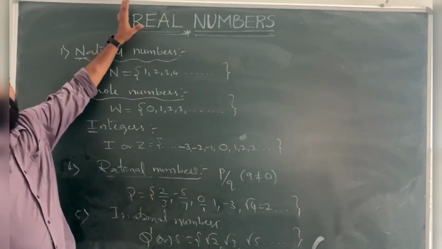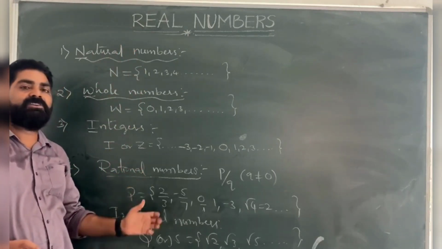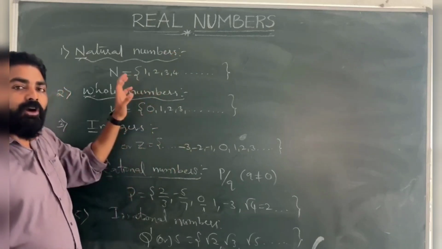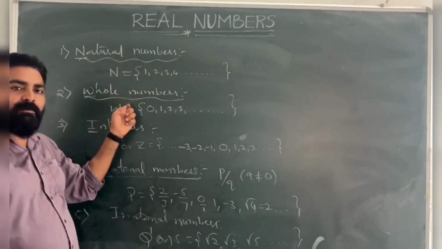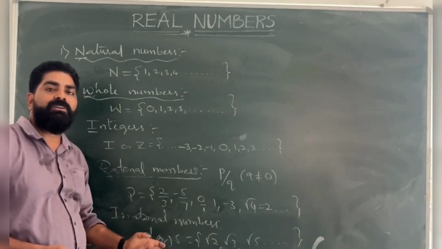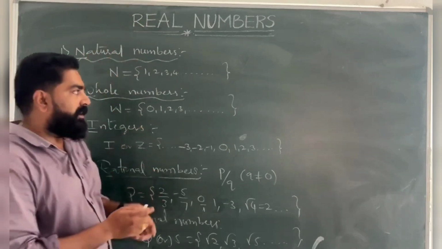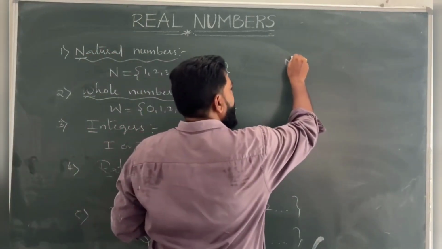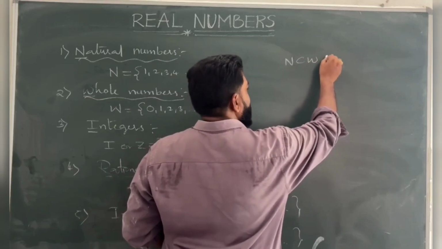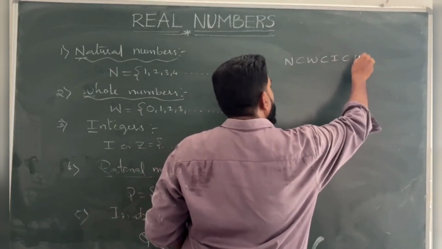So, now coming to the real numbers. The combination of rational numbers and irrational numbers is called real numbers. Or, one more definition: the combination of natural numbers, whole numbers, integers, rational numbers and irrational numbers is called real numbers. It is denoted by capital R. Here N means natural numbers. N is a subset of W, W is a subset of I, I is a subset of Q.